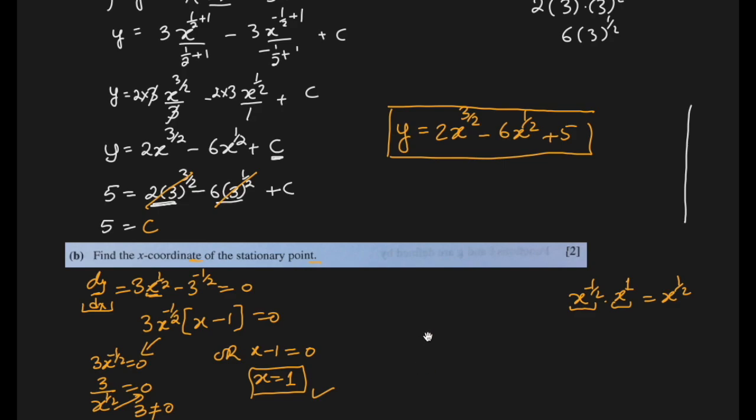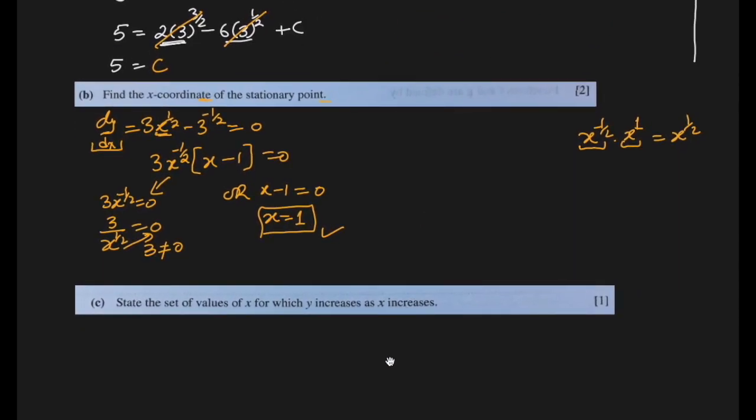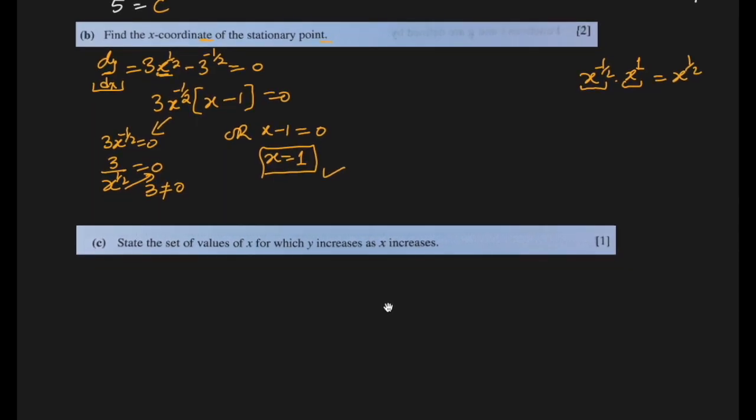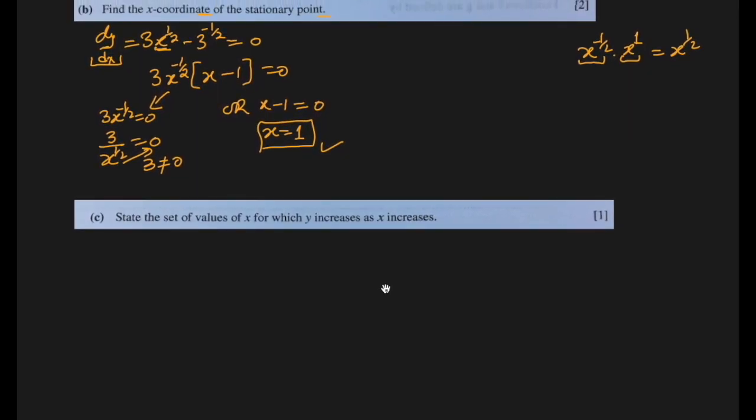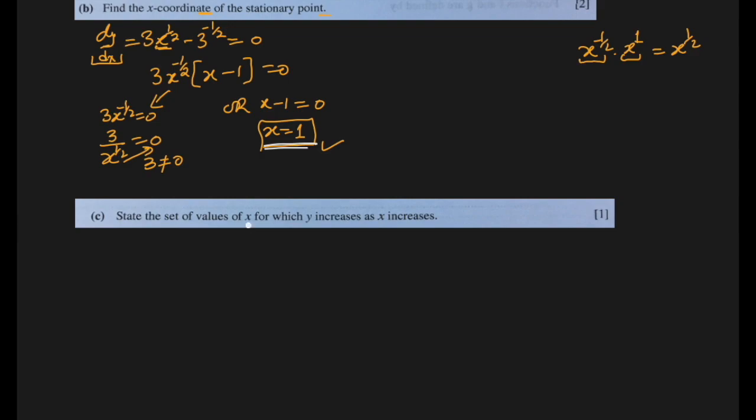Let's see what next. State the set of values for x for which y is increasing. Okay, so we already know that x equal to 1 is a stationary point. Yeah, that's what we got in the first part.